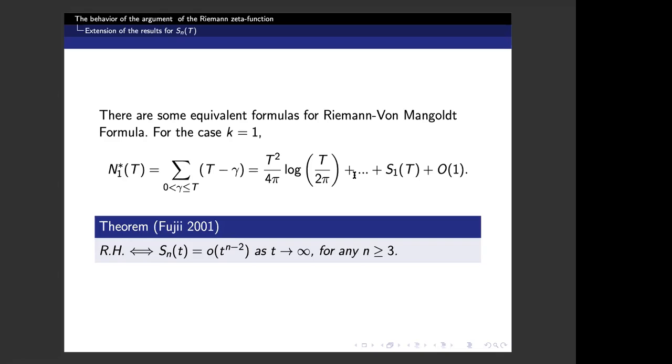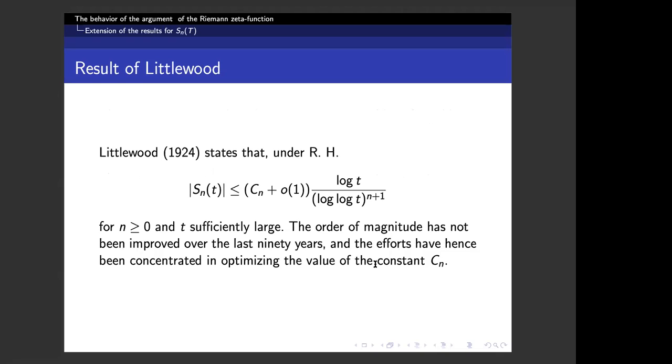The Riemann hypothesis is equivalent to having this decay: S_n(t) is big O of t to the power n minus 2, for any n bigger than 3. So for this reason, we want to study this function S_n(t). Again, Littlewood, when he established the result for S(t) with this behavior, established the result for all S_n.